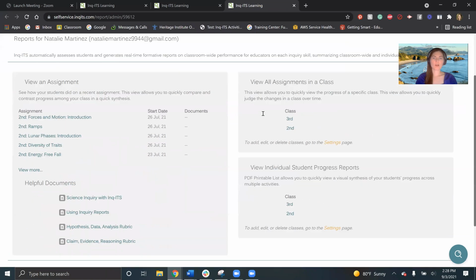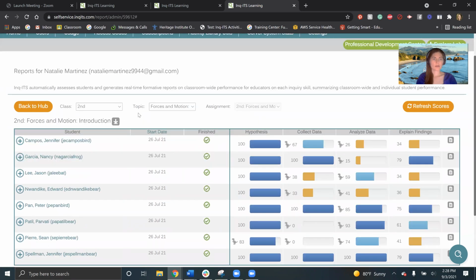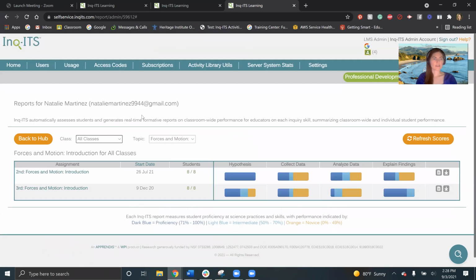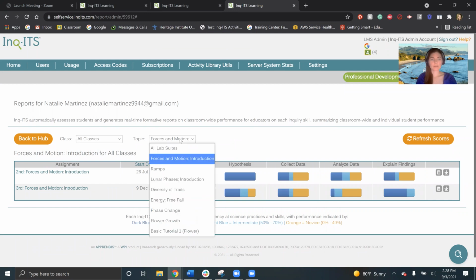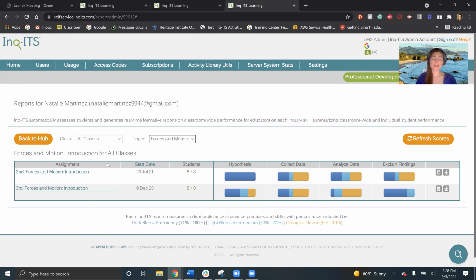So here I am logged in as a teacher, and there's a few different ways I can look at my reports. I can look at, let me change this to all classes. So I can compare for forces in motion, for example, or any lab. I can compare my classes. I typically had 6 classes, so I could compare those 6 classes.